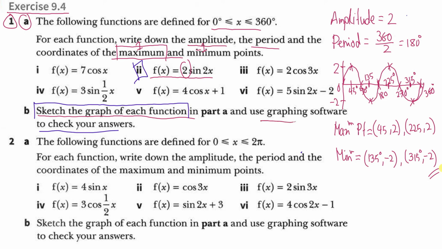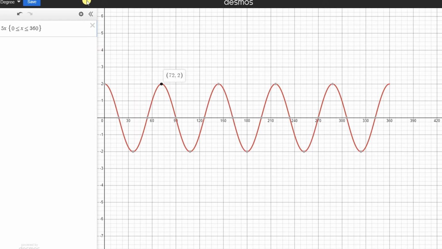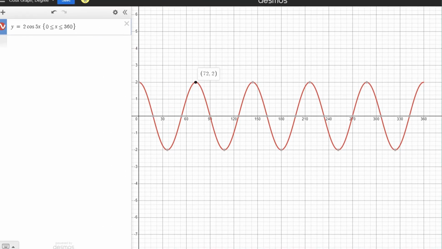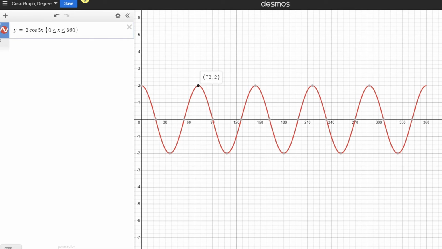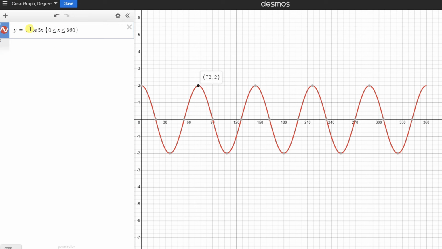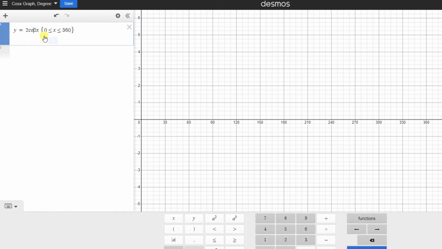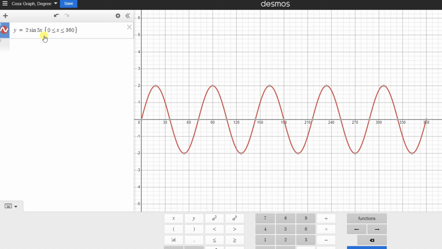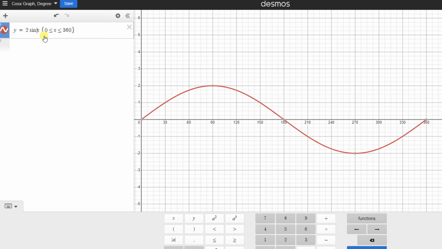Let us use graphing software to check whether our answer is okay or not. Here the curve equation is written, 2 sine 2x. So easily we can move here to show. This is our graphing software. We have shown previously about the cos graph. So now we are going to draw the sine graph, 2 sine 2x. This is a sine curve, and then let us write 2 sine 2x.